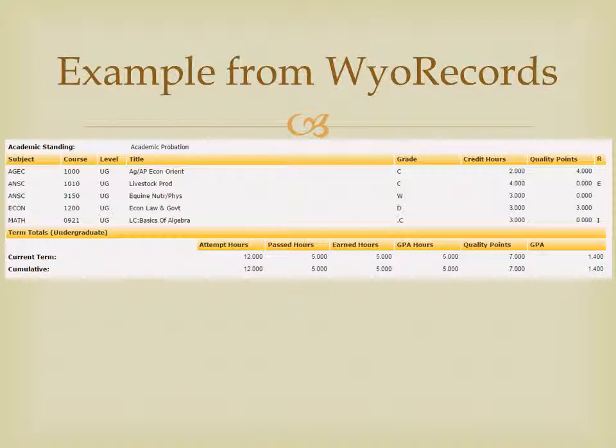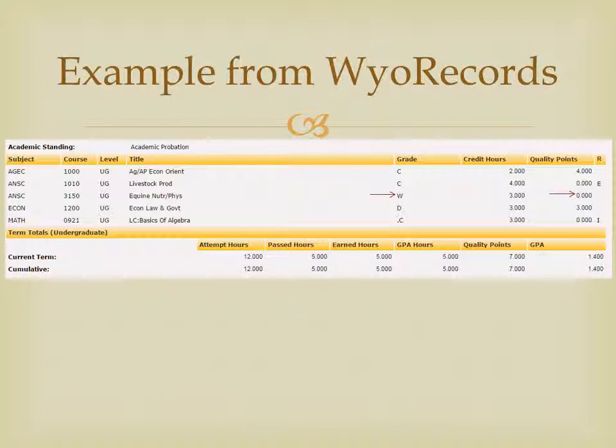So here's another example from WIO Records, a different scenario. This one is a little more complex, right? So we take a look at the W. Here's an example of a student who withdrew from the class. They withdrew from their equine nutrition and physiology class. So this gets us 0 quality points.